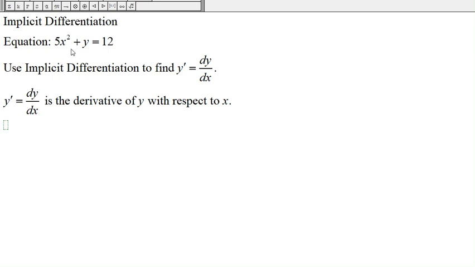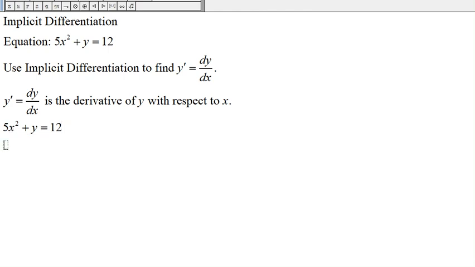Here we have the equation 5x squared plus y equals 12, and we want to find y prime, which is the derivative of y with respect to x, or dy/dx. To find the derivative of y, one way is to solve this equation for y.